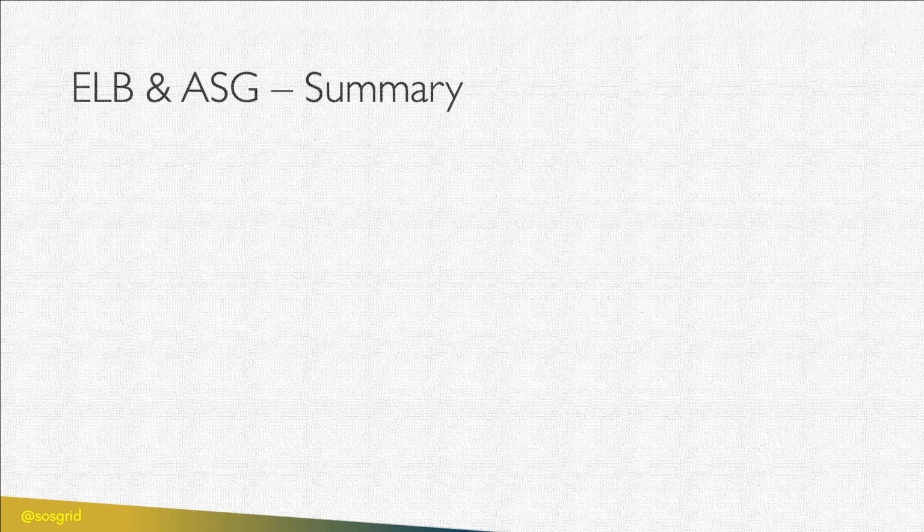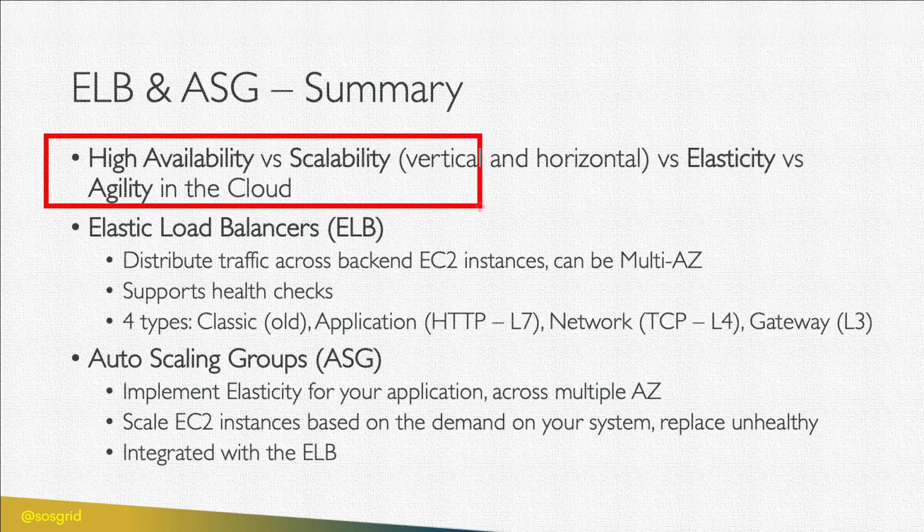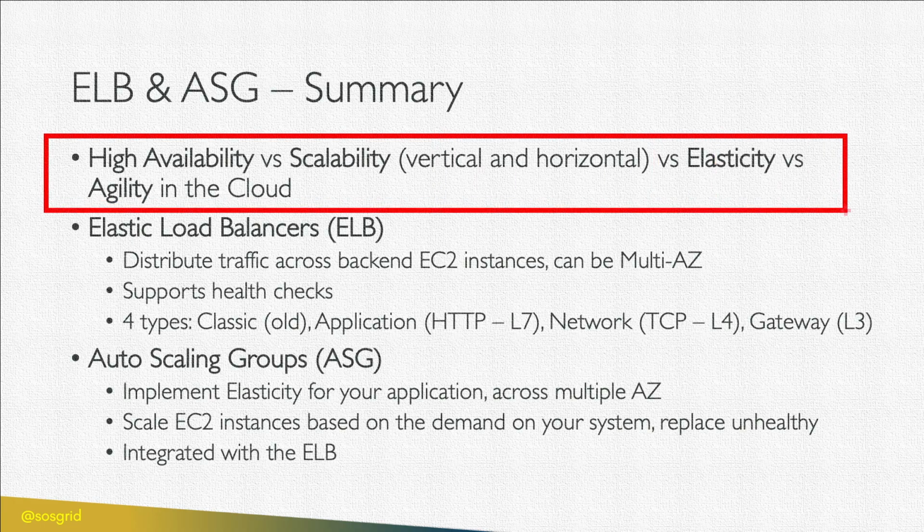All right, so this is the summary of the elastic load balancer and auto scaling group that we have learned and practiced so far. For the things we've learned so far, we've learned what high availability, scalability versus elasticity and agility is in the cloud. And it's very important you understand this concept. For example, high availability is just your instances being available in multiple availability zones.